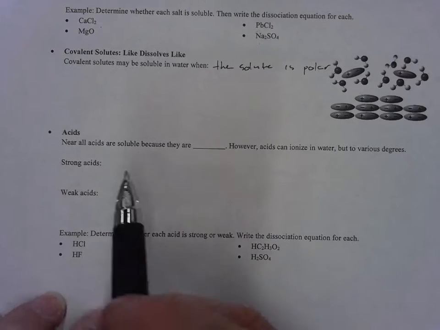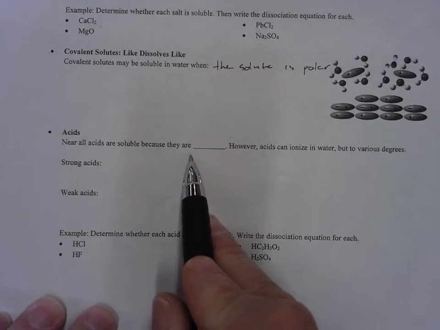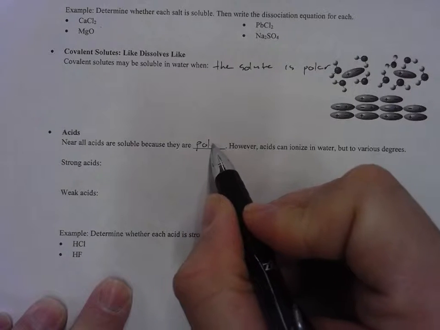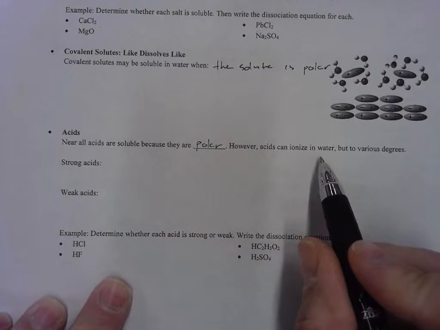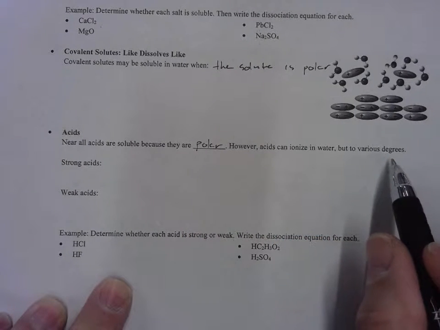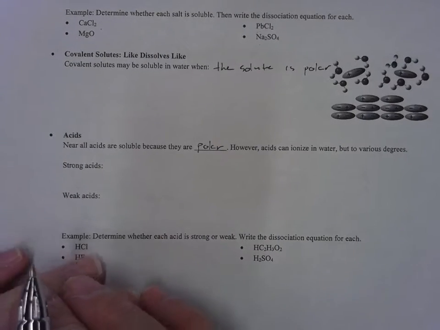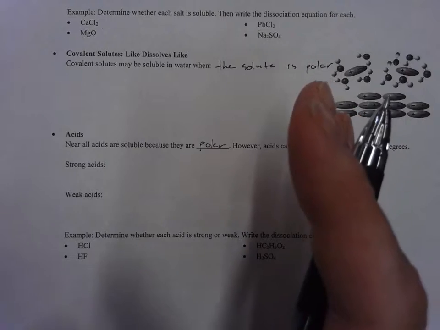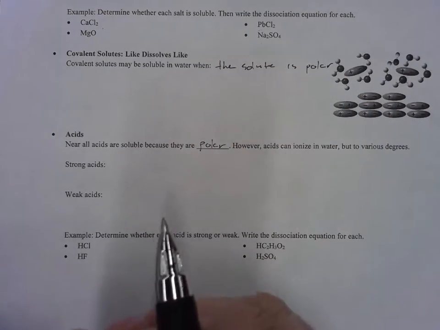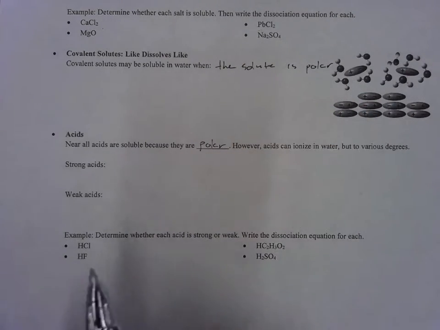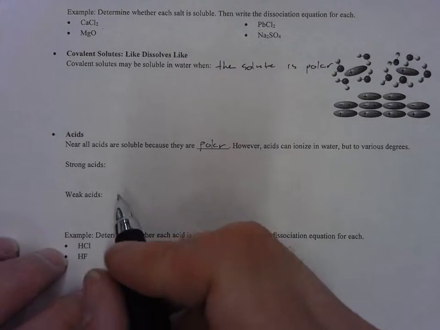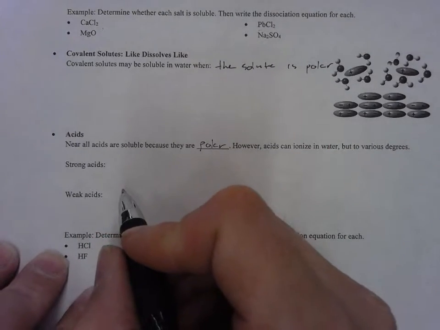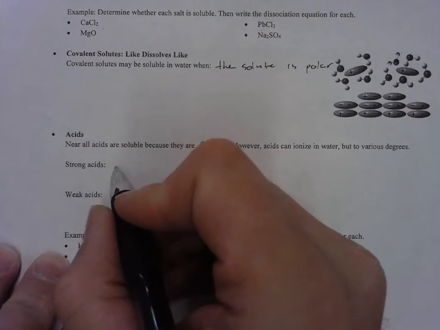Acids. Nearly all acids are soluble because they are polar. However, acids can ionize in water, but to various degrees. Acids are unique because some acids completely break apart, like hydrochloric acid, HCl, which will completely dissociate, whereas vinegar, acetic acid, will not completely dissociate. Strong acids are acids that ionize 100%.